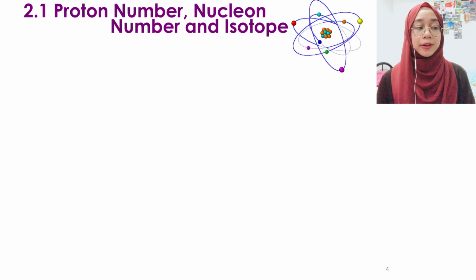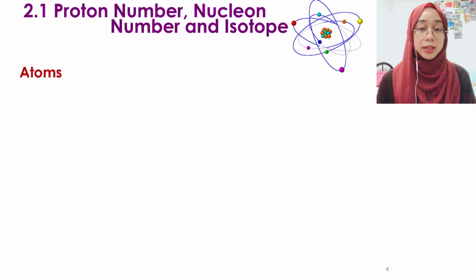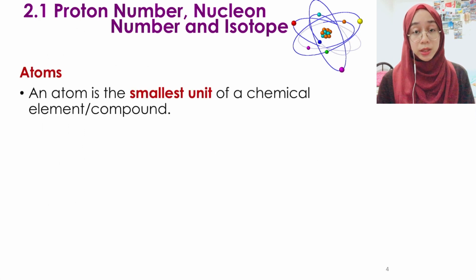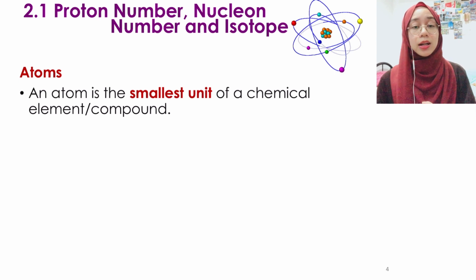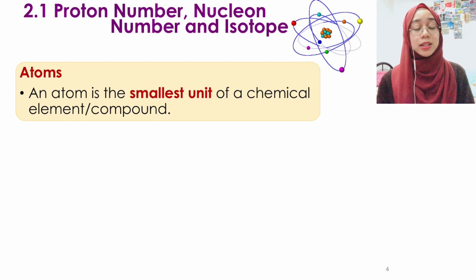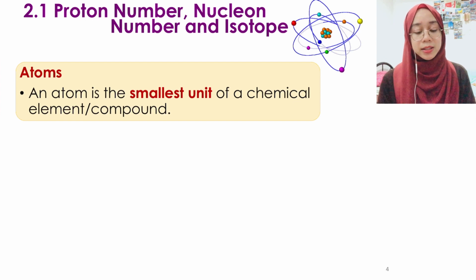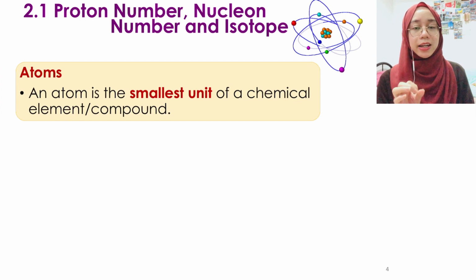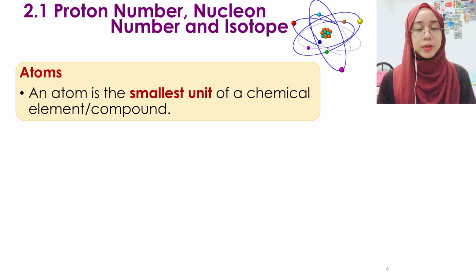In the previous lesson, you have learned that an atom is actually the smallest unit, or the smallest particle of an element. Here there is a small addition: of a chemical element or compound. So it is the smallest unit. Because an atom is a particle, it is the smallest one.